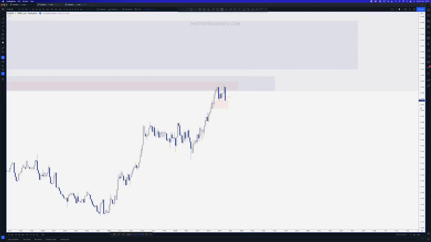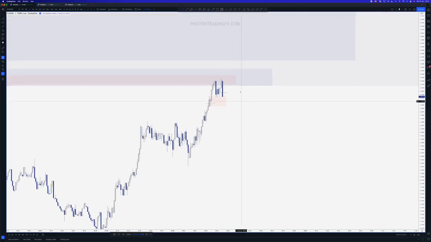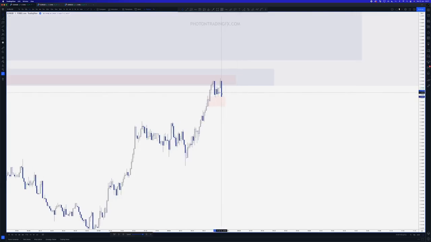Okay, now this here, it's going to depend on what you do. For me, it's not ideal, but I still view this as a flip. Okay, so let me explain. Price has come into demand and it's reacted, and it has broken high, right? It's wicked it, but price has failed to close above it.